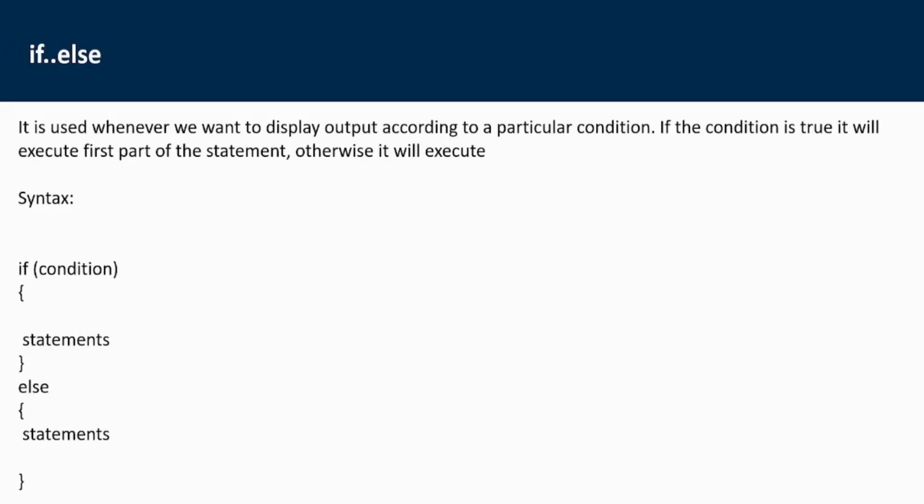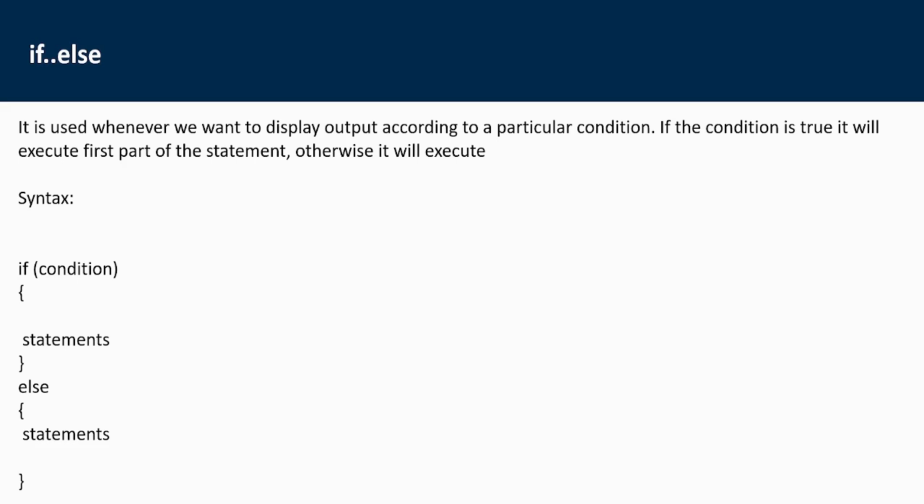Just quickly, we will go with the particular syntax of it. If I say if else, it is used whenever we want to display output according to a particular condition. What you have to always remember is that if is based on the condition being true or false. If the condition is true, it will execute this part of the statement. If the condition is false, it will go to this other part. This is very obvious and is the same in other conventional programming languages, so we don't want to waste time on it, but we have to go with the practical.